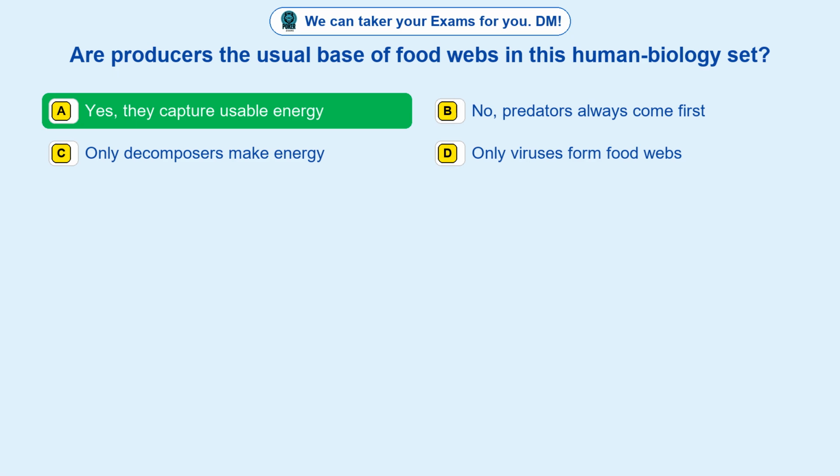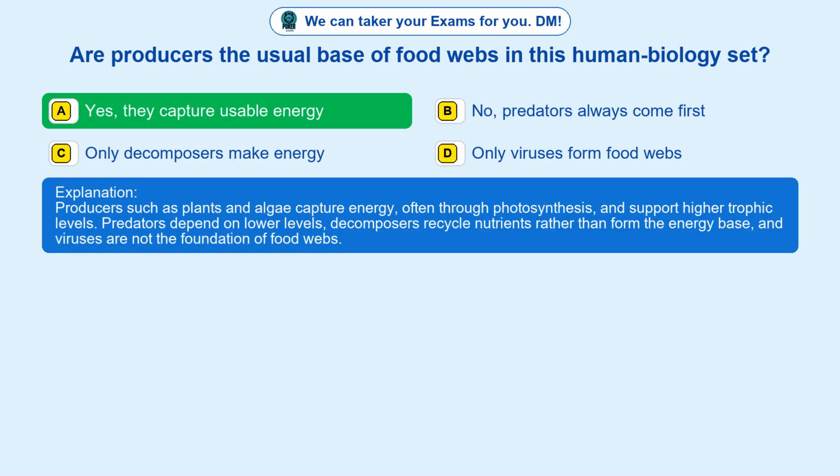The correct answer is option A. Yes, they capture usable energy. Producers such as plants and algae capture energy, often through photosynthesis, and support higher trophic levels. Predators depend on lower levels, decomposers recycle nutrients rather than form the energy base, and viruses are not the foundation of food webs.